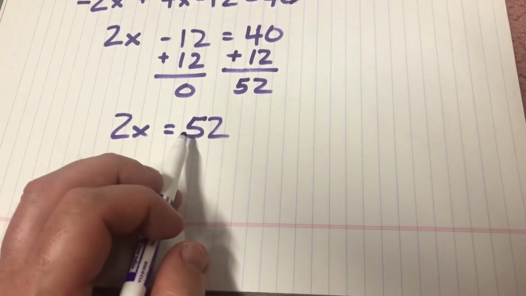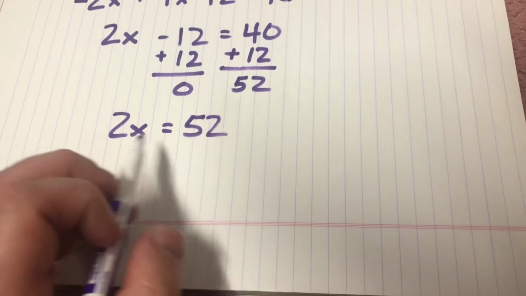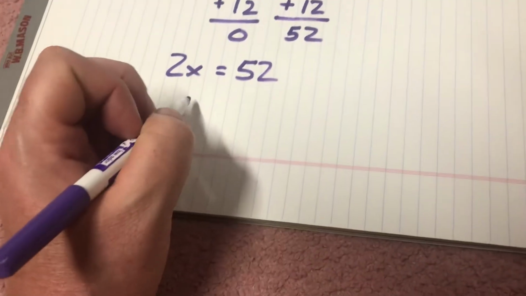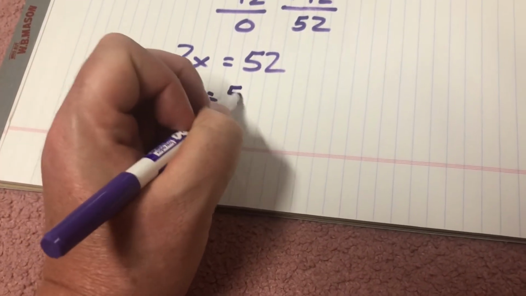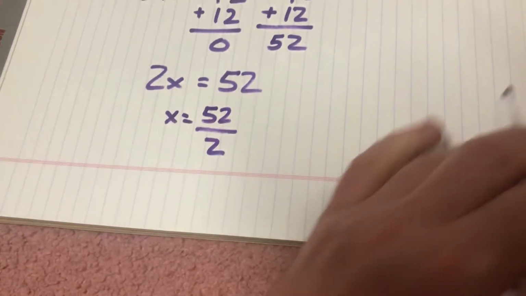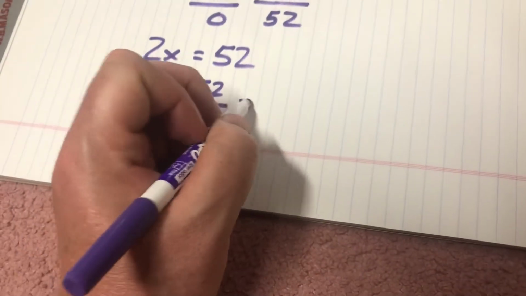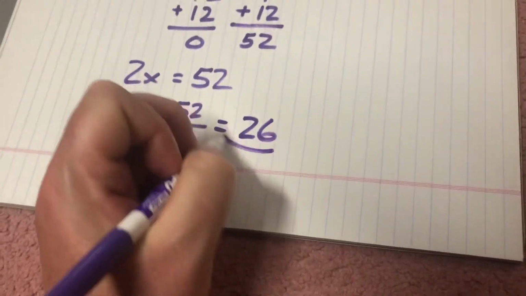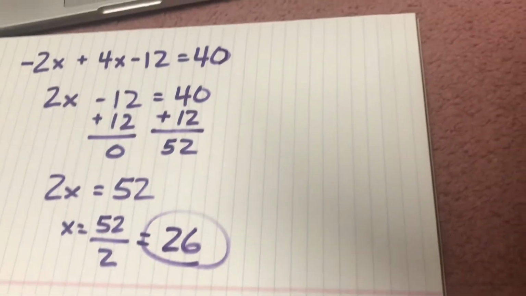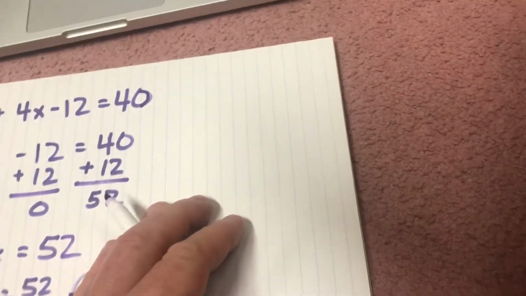And if 2x equals 52, I'm doing 52 divided by 2. I can think of it as a fraction if I want to, but if you plugged 52 divided by 2 into your calculator, you're going to find that that equals an even 26. All right, so that's the first example we're going to do today.